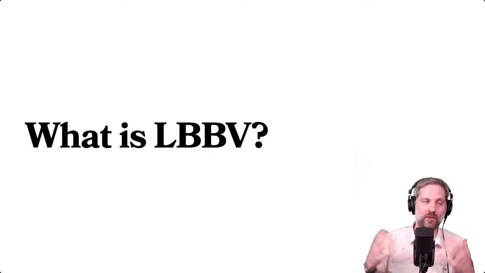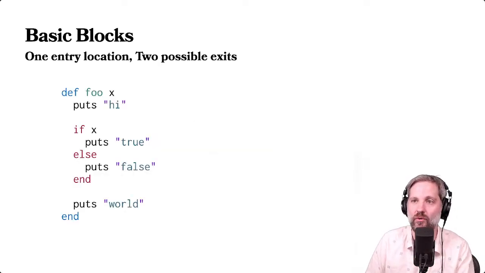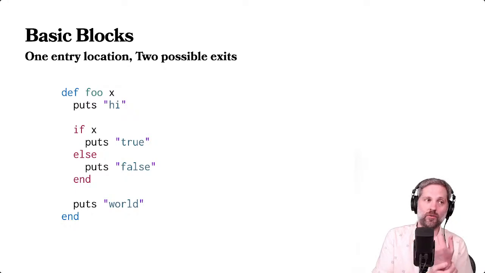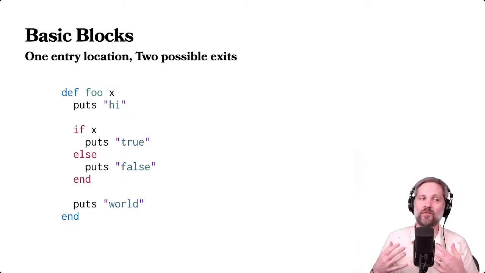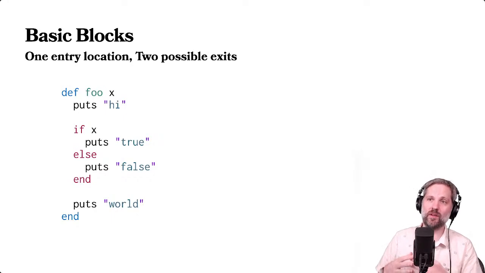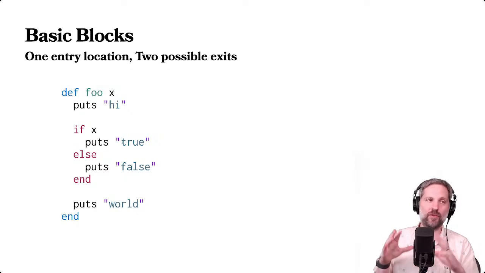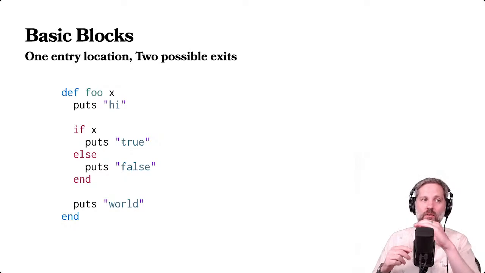What is this technique? Let's take a look at it from a practical standpoint. First, in order to explain lazy basic block versioning, we have to define what a basic block is. A basic block is just a way to divide up code. We take code and divide it into basic blocks. These basic blocks are just chunks of code, and the chunk of code only has one entry point, so you can only enter it in one place, and it could have up to two exit points.